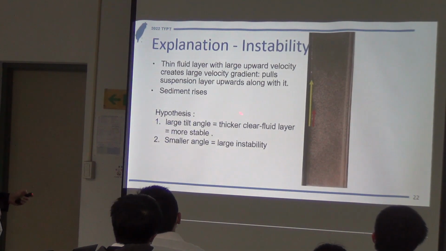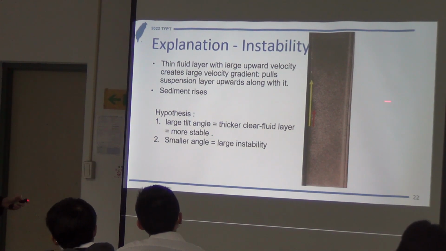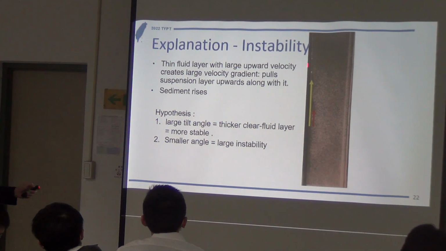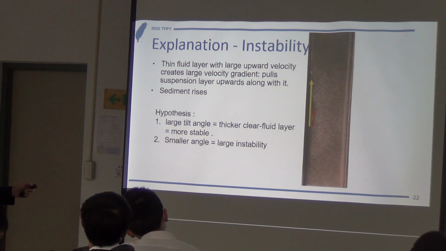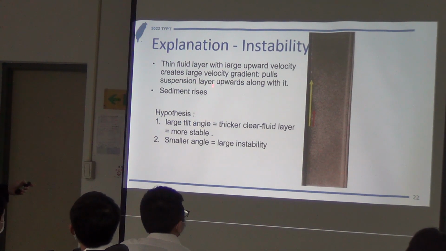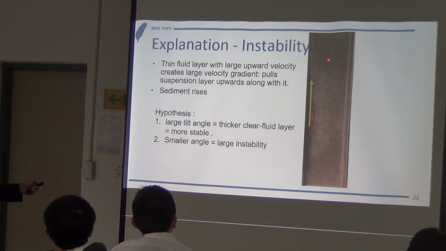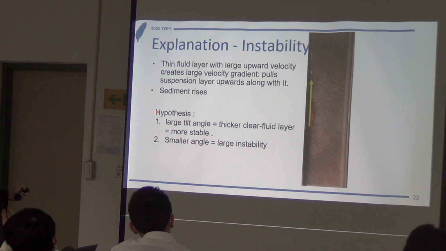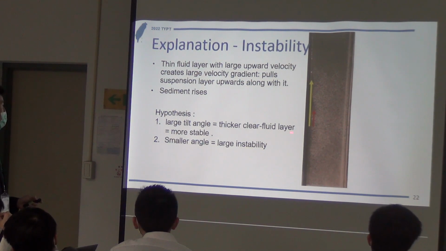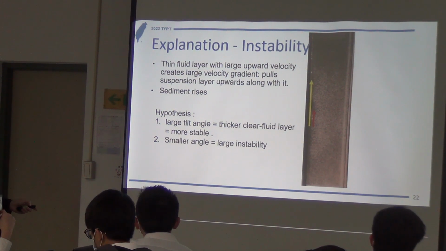And our final explanation for instability is that because most of the water exits through the clear fluid layer, it has large velocity. And because the clear fluid layer is thin, the velocity gradient is also large. And because of this velocity gradient, the viscous force pulls up the nearby suspensions. So our hypothesis is that for a larger tilt angle, there's a thicker clear fluid layer, which should make the suspension layer more stable. And for smaller angles, we should be able to observe larger instability.